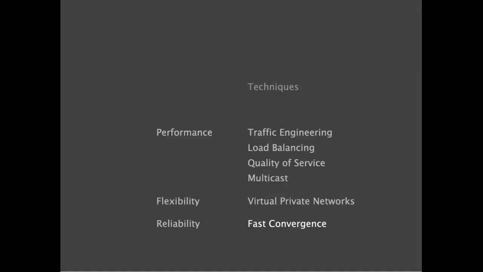So as a reminder, we have seen how we will learn how to improve performance and how to improve flexibility. So now let's see how we can improve reliability in our network. And for this, I would like to speak about fast convergence. Fast convergence is the problem of how do we make IP networks converge faster than they converge by default when there is a failure.